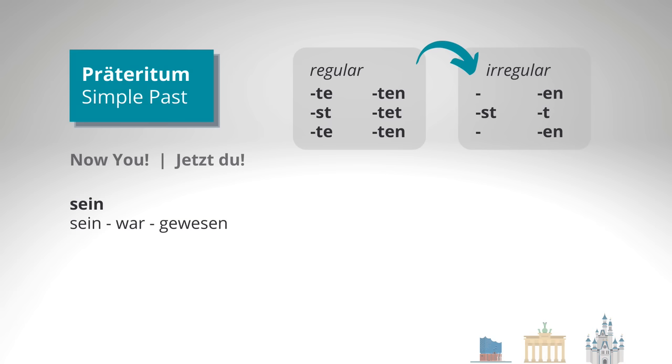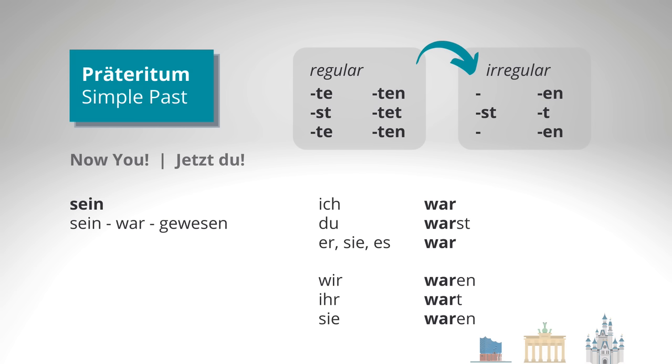So, the correct answer would be ich war, du warst, sie es war, wir waren, ihr wart, and sie waren. The Präteritum form of sein is war. So what we need to do now is just take war as our root and then add the irregular endings. This gives us the conjugation ich war, du warst, sie es war, wir waren, ihr wart, and sie waren. If you did this correctly, then congrats, then you've mastered the Präteritum. It's not gonna get any more difficult than that.